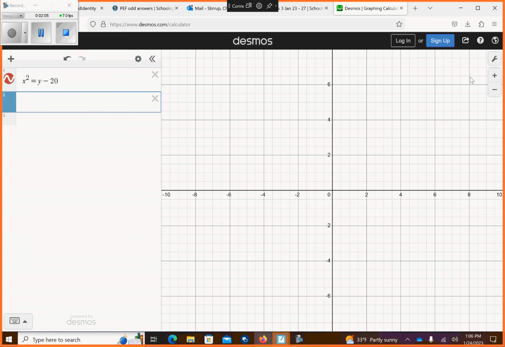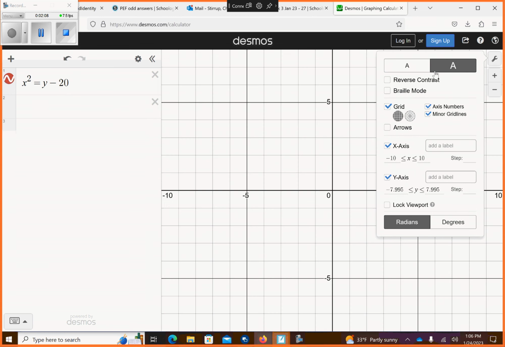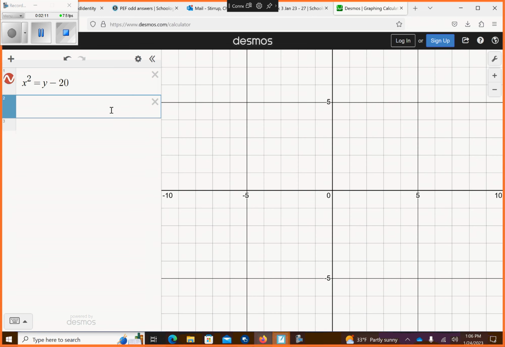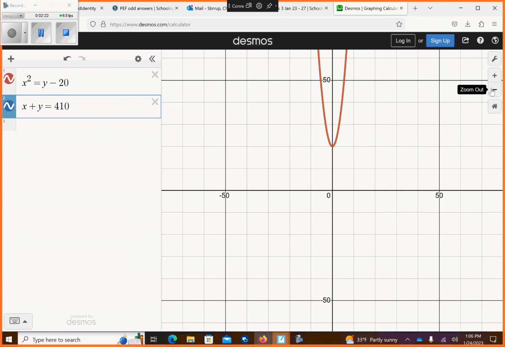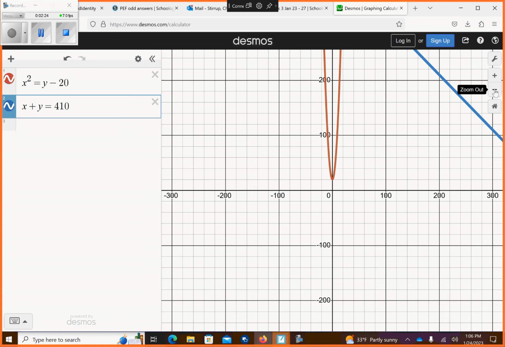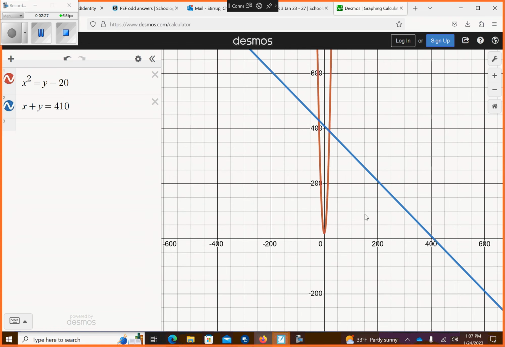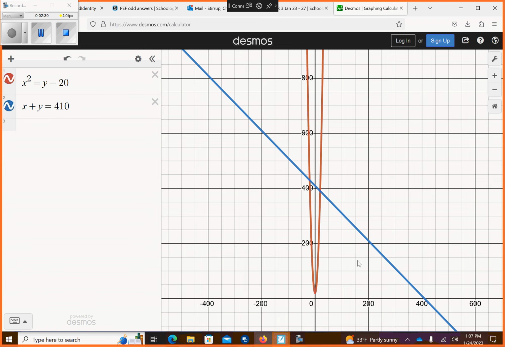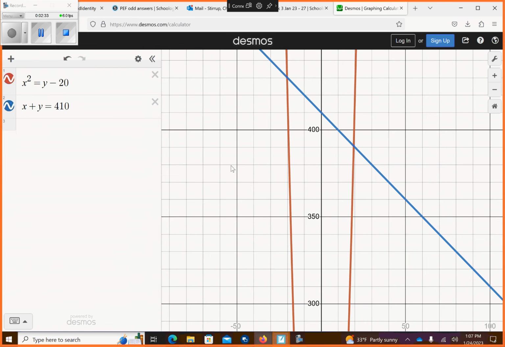And you might not see it right away. Let's make that thicker. And then I'm going to graph also x plus y equals 410. Okay, so then I have to kind of search for it. So I'm seeing the red if I start zooming out. Oh, I see the blue now. Oh, cool. Okay, so if you take a look at Desmos once you get there, you're looking for the two locations where they cross. So both of those answers, the whole point, both the x and y, would be the answers.